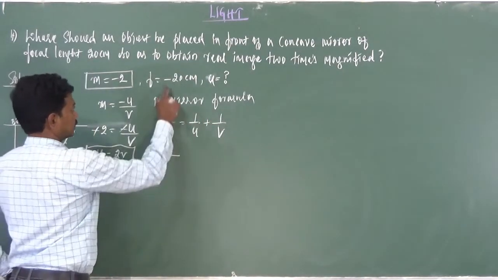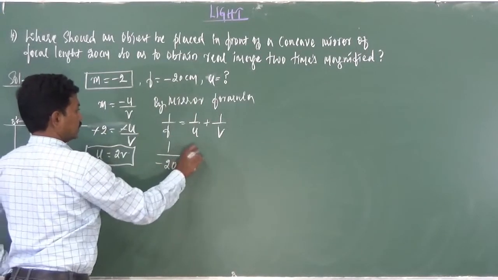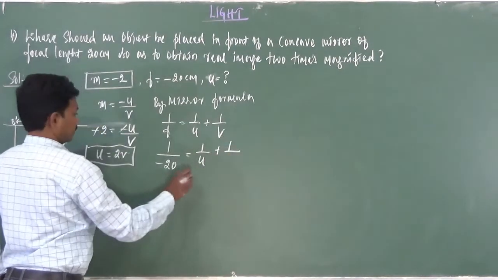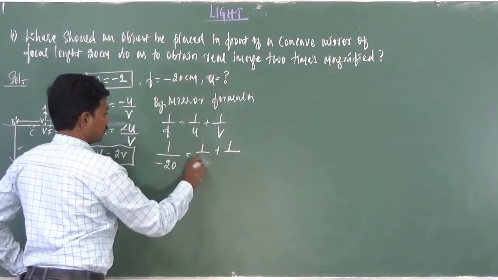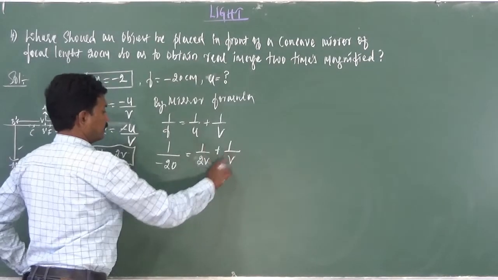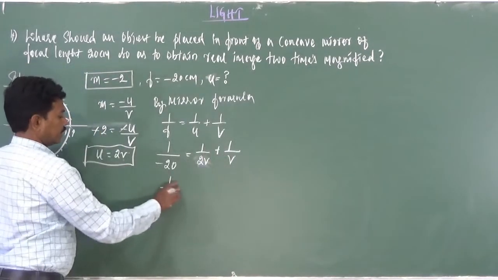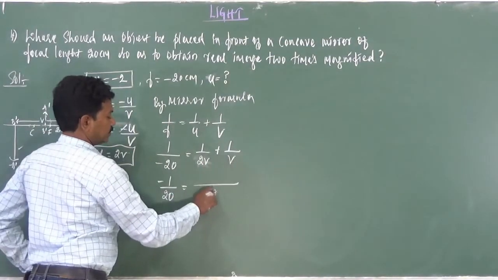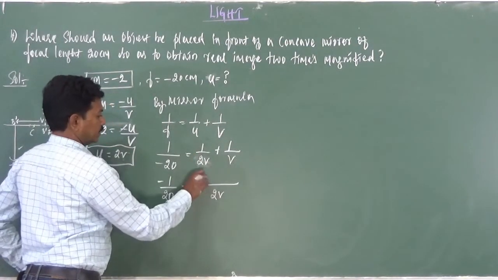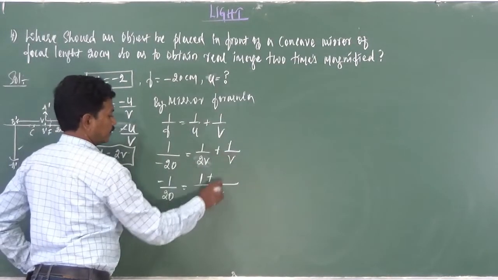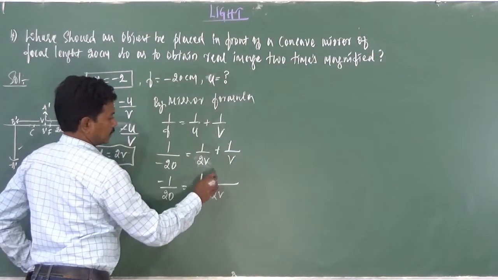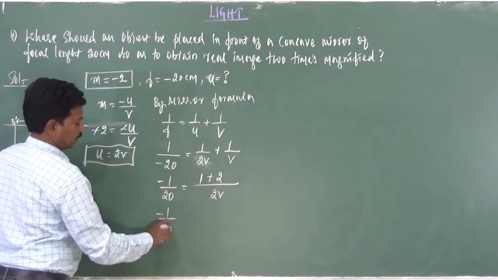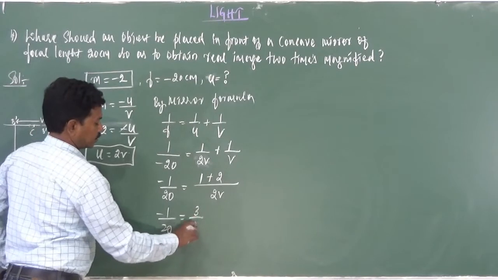So 1 by f is minus 1 by 20, and we substitute this equal to 1 by u plus 1 by v. Since u is 2v, instead of u we will substitute 2v and let v remain. So minus 1 by 20 is equal to, for 2v and v, the LCM is 2v: 1 by 2v into 2v is 1, plus 1 by v into 2v is 2. So minus 1 by 20 is equal to 3 by 2v.